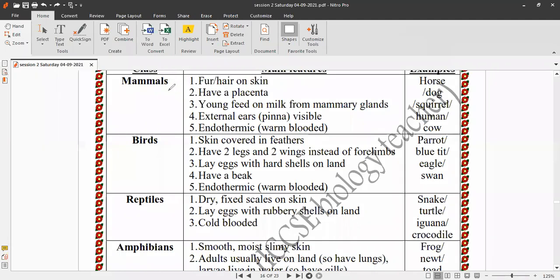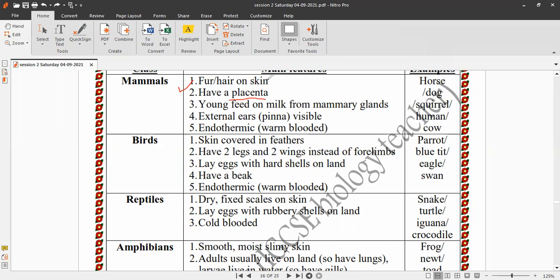Okay, so the features of mammals. The first one, so easy, fur and hair on skin. Placenta, we said placenta is the organ in the uterus that provides the baby inside the uterus of the female with nutrients and also gets rid of waste. Young feed on milk from mammary glands, no problem. External ears and warm-blooded. We said here able to maintain body temperature.